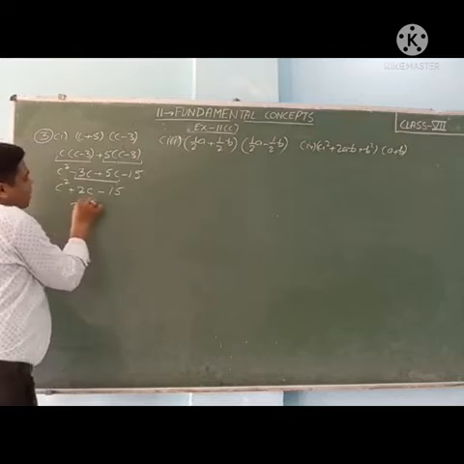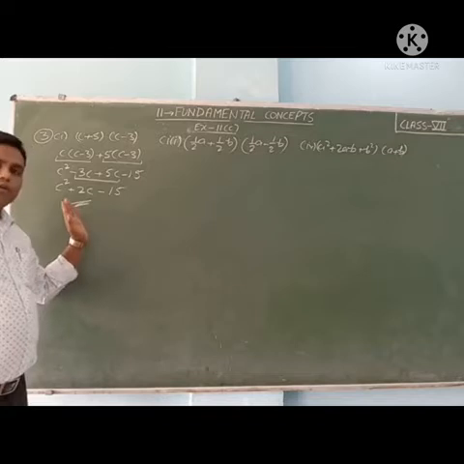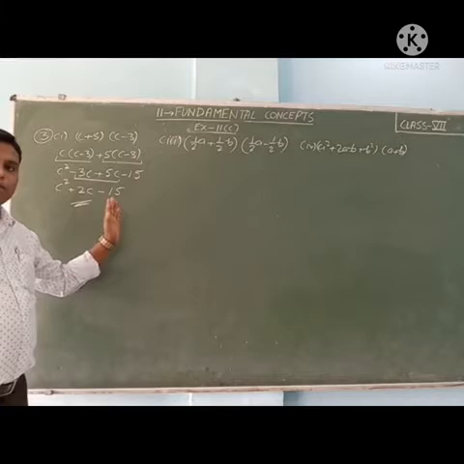After this, no other pair of like terms is written. So after this, we cannot solve further. So answer is c square plus 2c minus 15.